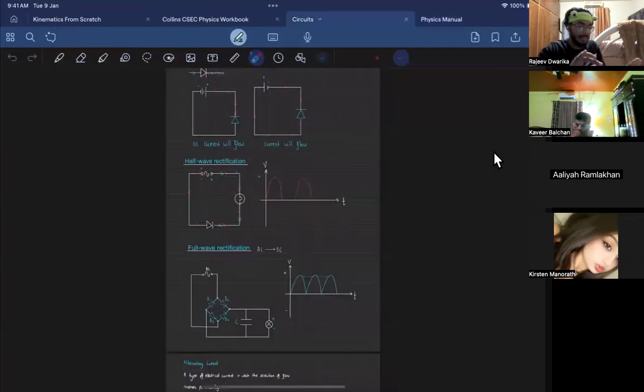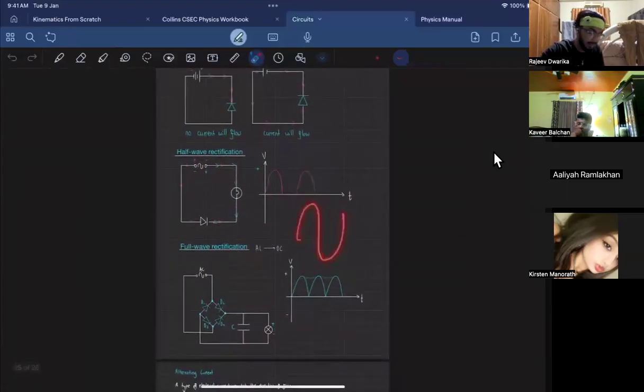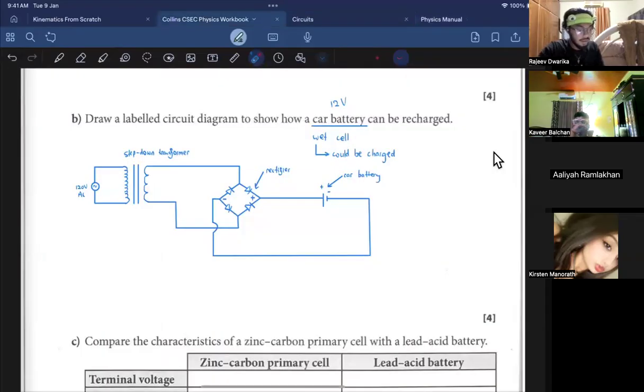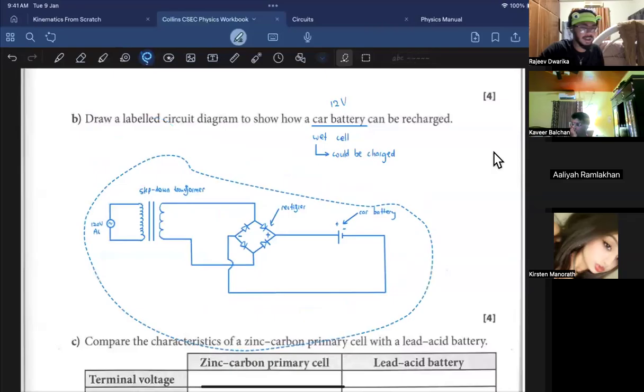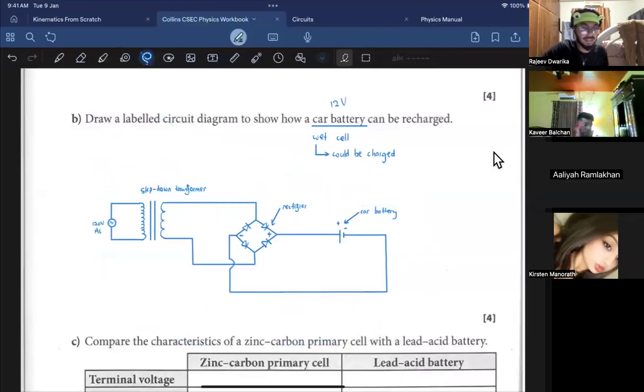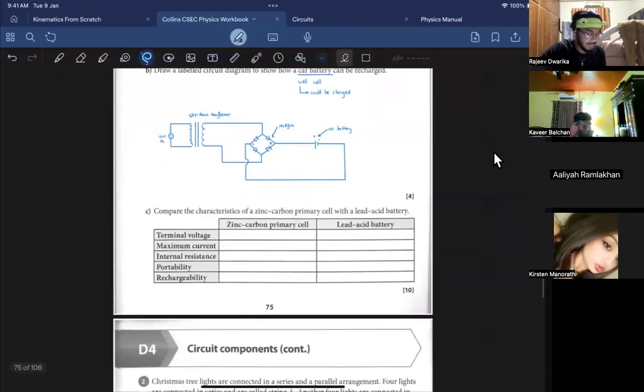So the rectifier is converting the alternating current to the direct current. So Aliyah, it's converting this to this. That's what we're doing. Right? So once it converts the alternating current to direct current, you can now hook it up to the battery and pump electrons back into the battery and charge it. Yeah, that might be a little hard for you to understand. I'll have you explain it back next class.